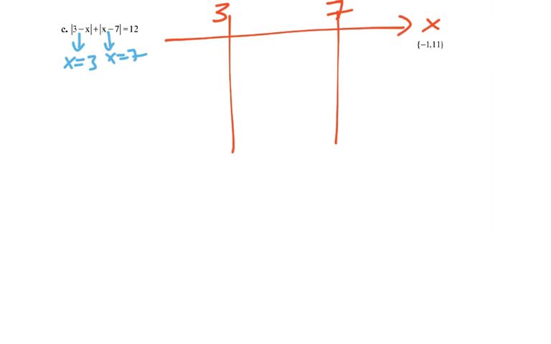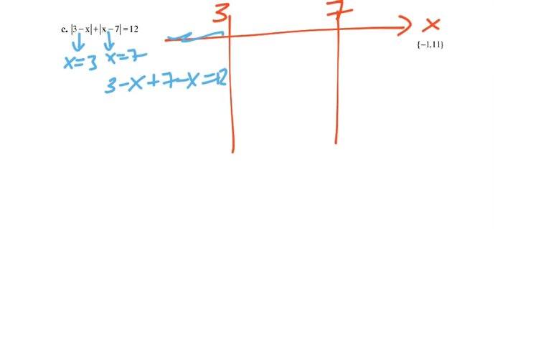So let's start with the left-hand side over here. We'll start with a value, let's say 0. 3 minus 0, that's going to make this positive, so we'll have 3 minus x. And in the second absolute value, if we substitute 0, this will be negative. So this should be plus 7 minus x equals 12.